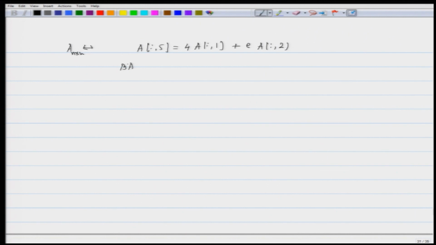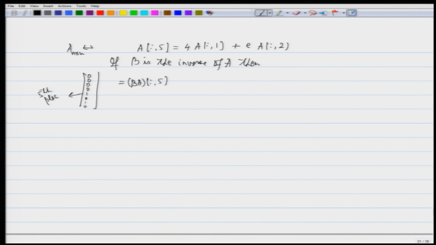So, if B is the inverse of A, then if I look at the fifth column of BA, it should be 0 0 0 0 1 0 0. I am not writing the size here. So, 1 at the fifth place, because this is what the identity will be, because this is coming from the identity I_n, its fifth column.